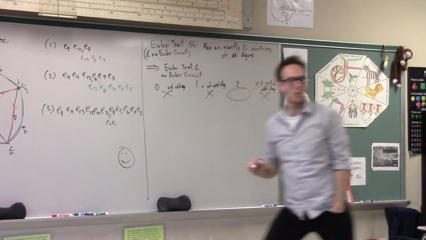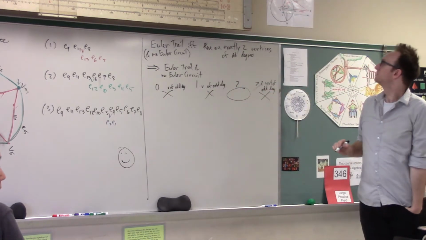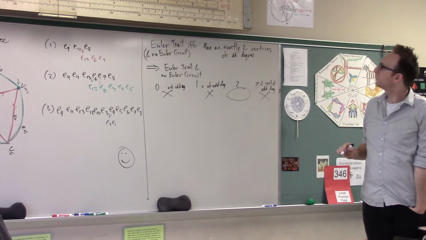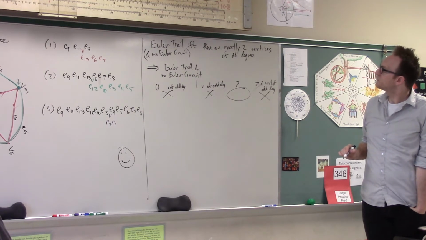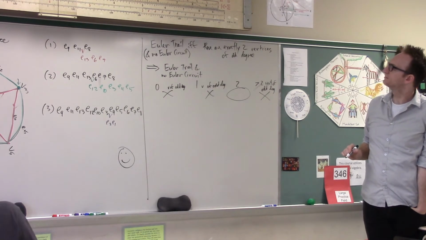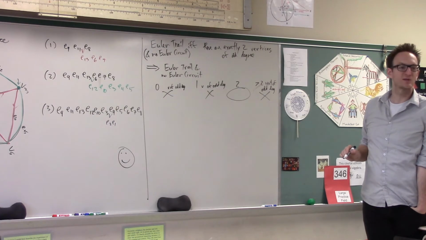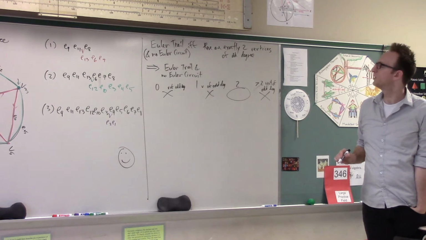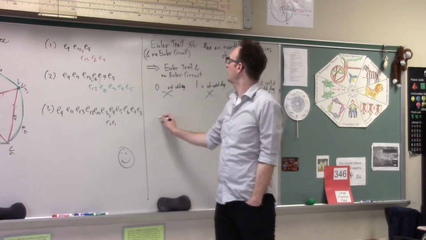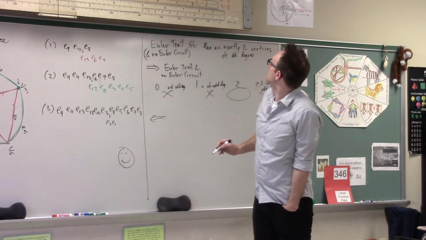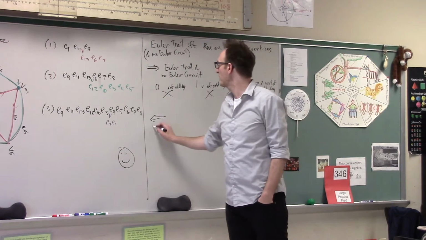Do you have to prove that it's possible to have an Euler trail but no Euler circuit? Well, not yet. So far, I'm just saying, suppose there is one. It could just be vacuously true. Like, you've proven the if. Good. Okay.